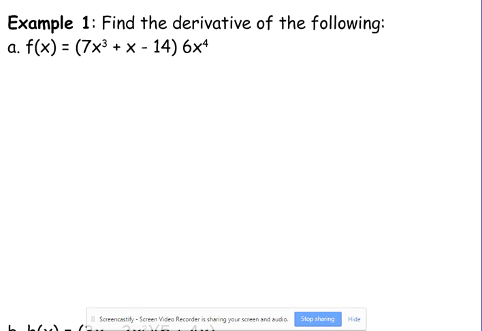Okay, so let's use this. Find the derivative of the following. f of x is equal to 7x cubed plus x minus 14, all of that times 6x to the fourth.